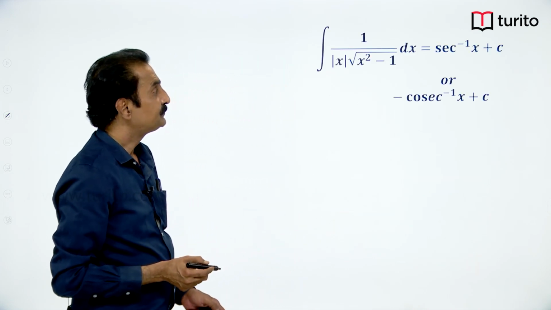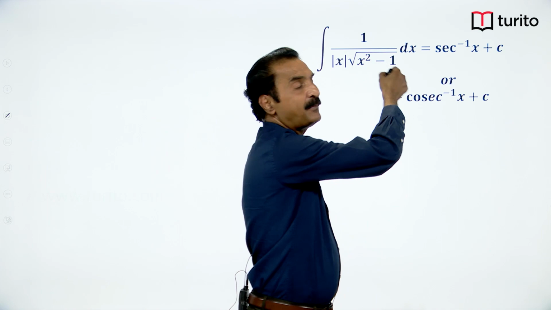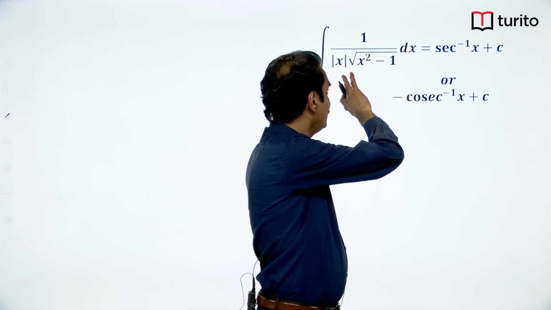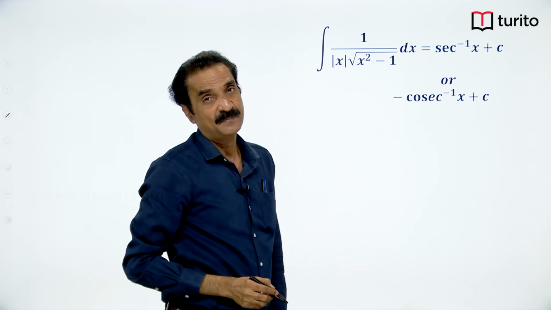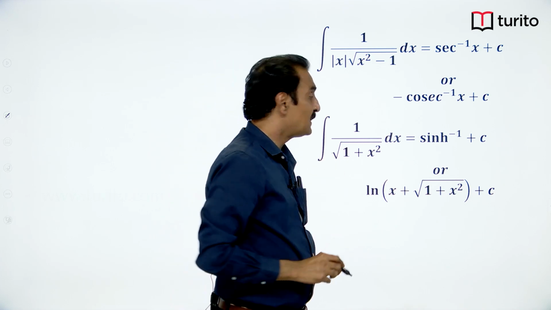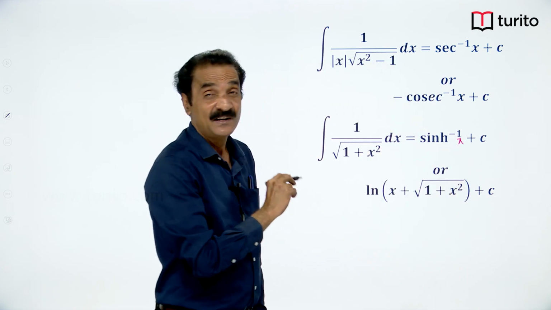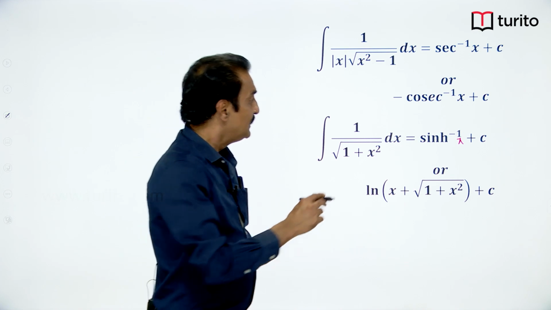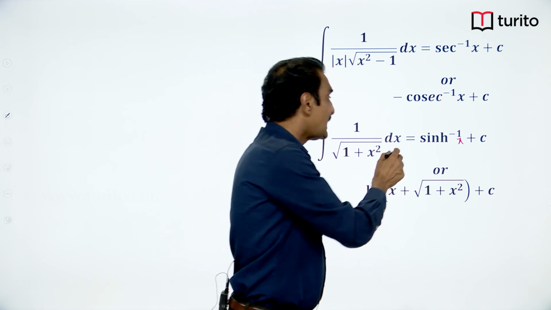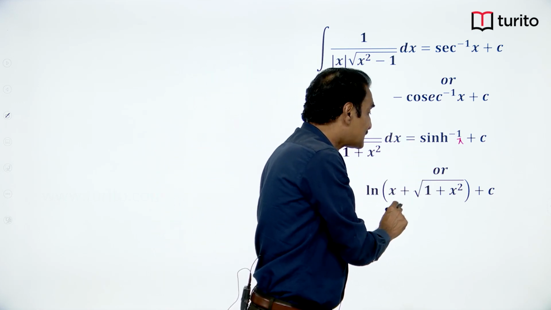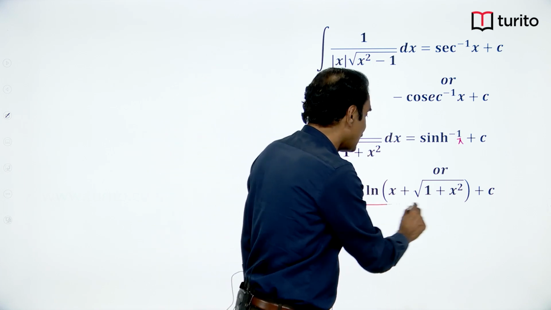Next, from the differentiation formula, the derivative of secant inverse x is 1 by mod x root x square minus 1. So, the integral is the reverse formula. You can also write this integral as minus cosecant inverse x plus c. The integral of 1 by root 1 plus x square is sin h inverse x plus c. But every hyperbolic function can be expressed as a logarithmic function. Sin h inverse x is ln of x plus root 1 plus x square plus c. So, usually in IIT we write this integral as a logarithmic function.